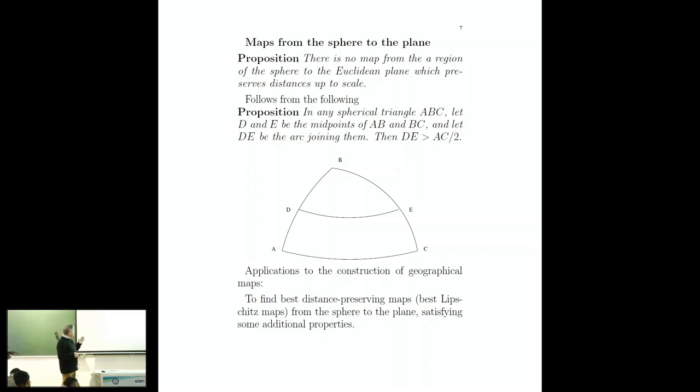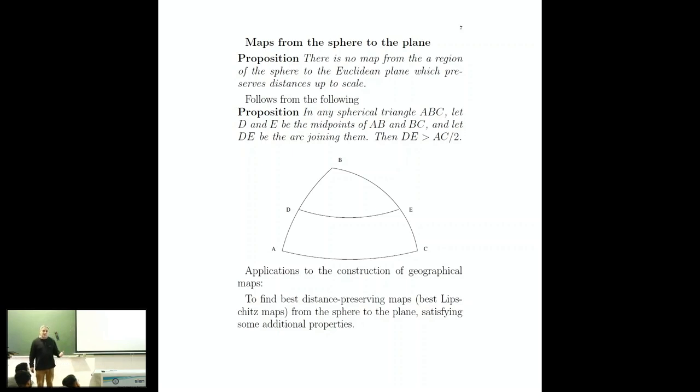Why am I talking about this now? I'm talking about this because it implies this first proposition here. This is a proposition which I mentioned before, that there is no map from a region of the sphere to the Euclidean plane which preserves distances up to scale.